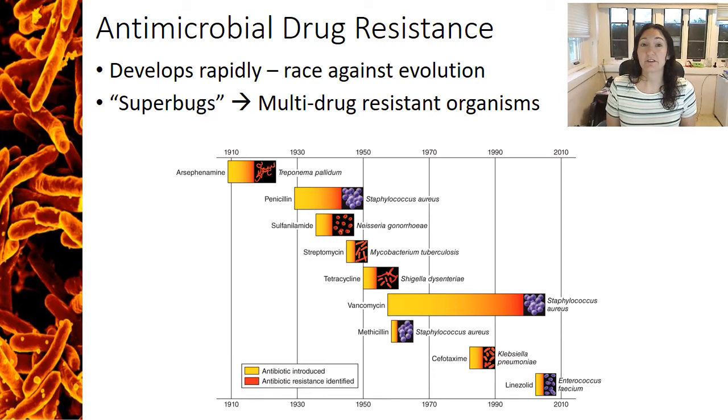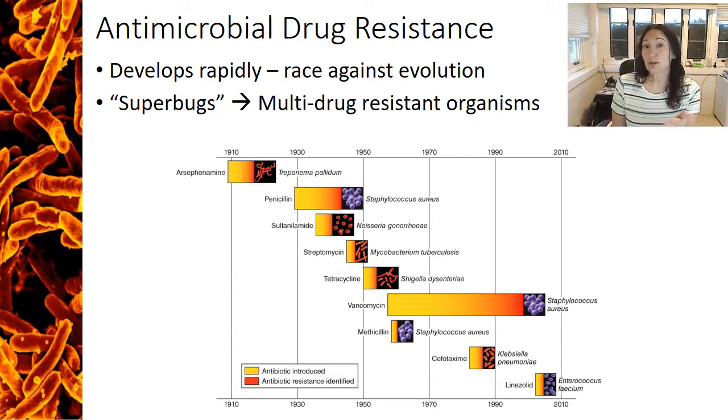Keep in mind that development of resistance is a natural process that's really just natural selection in action. We can see that this is always going to be a problem. Resistance is always going to be racing against evolution. And we see this when we look at the time frame between when an antibiotic has been discovered and used in treatment and when we start seeing antibiotic resistance.